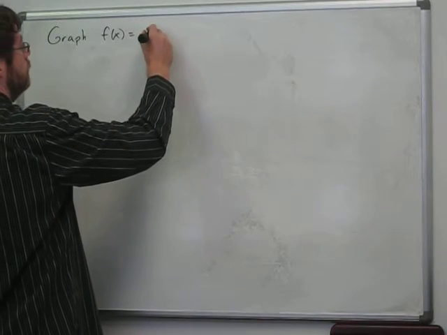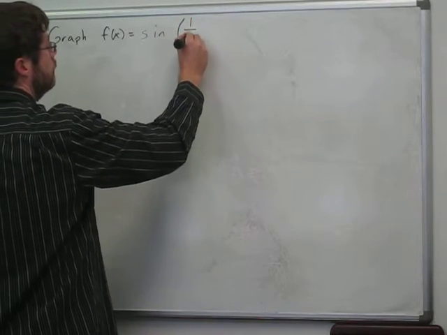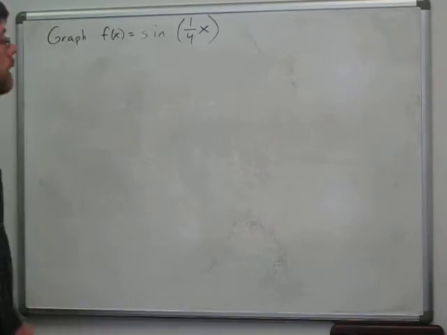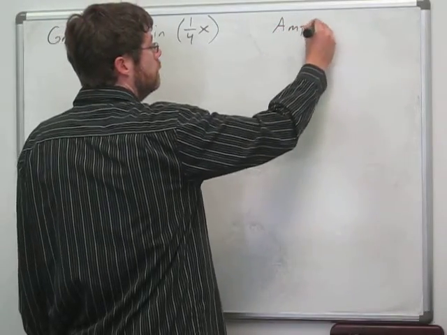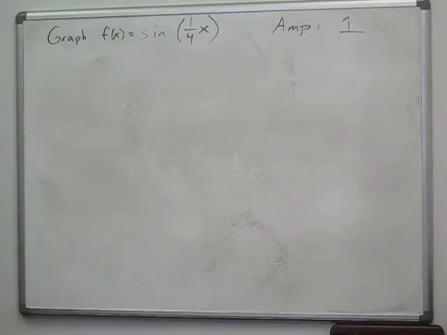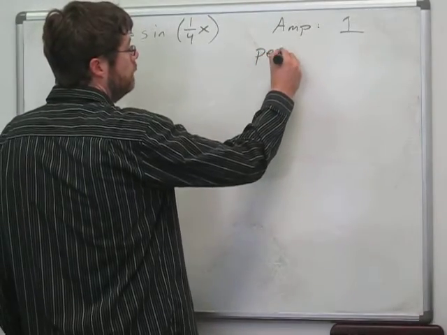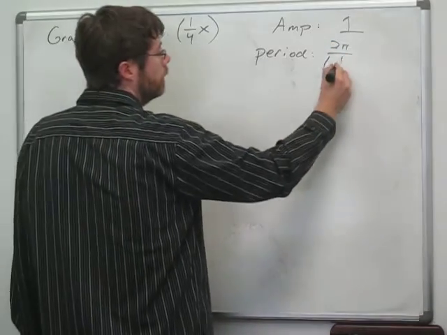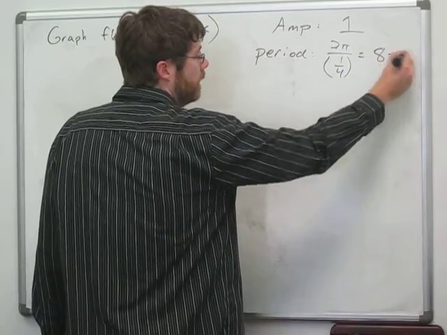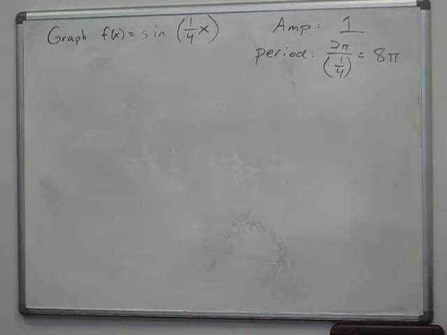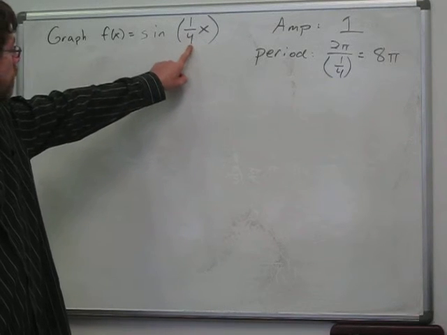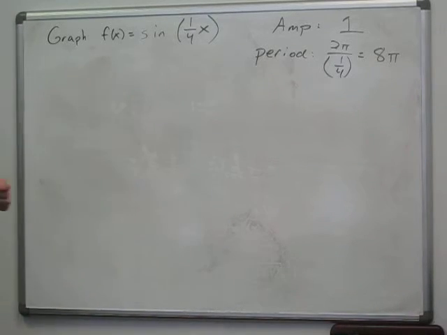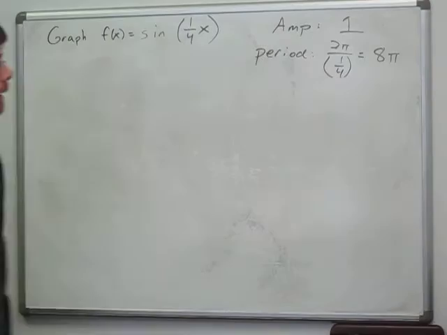Let's try sine of 1/4 times x. Okay. Again, I haven't multiplied by anything out front, so my amplitude is still 1. My period is going to be 2 pi divided by a quarter, which is 8 pi. Since we replaced our x with a 1/4 times x, we stretched horizontally by a factor of 4. So our period of 2 pi has now become a period of 8 pi.